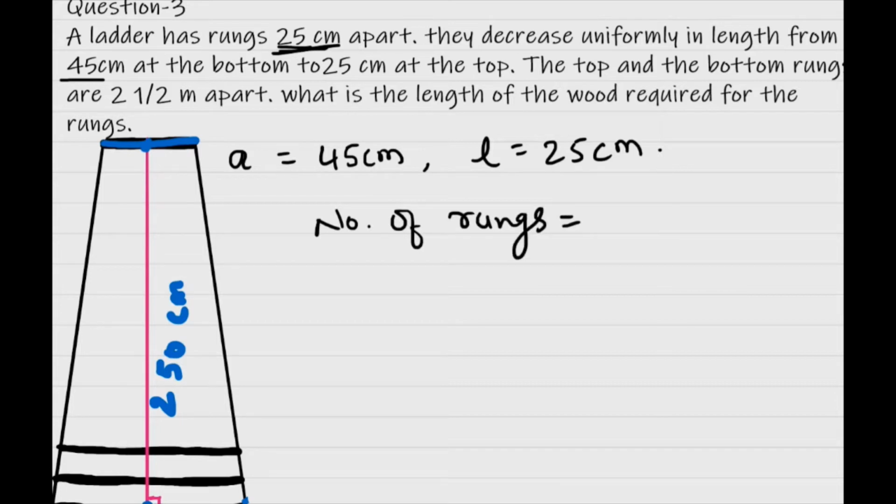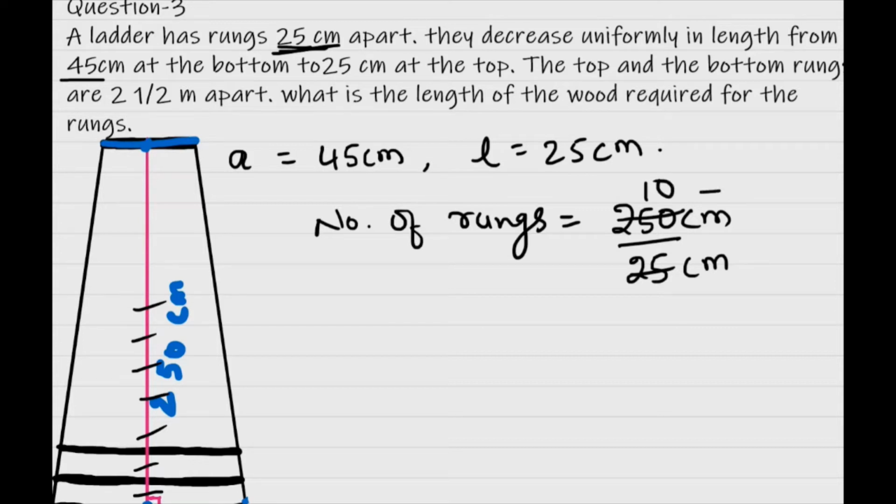Number of rungs will be equal to, you have to find out how many distances. 1, 2, 3, 4, 5, 6, 7, like this, the distance you have to calculate. But if you properly see it, you will come to know that the number of rungs will be one more than the number of distances. So total distance is 250 and each rung is 25 centimeter apart. So 250 centimeters by 25 centimeters, you will be getting 10, but the number of rungs will be one more than that. So the number of rungs will be 11.